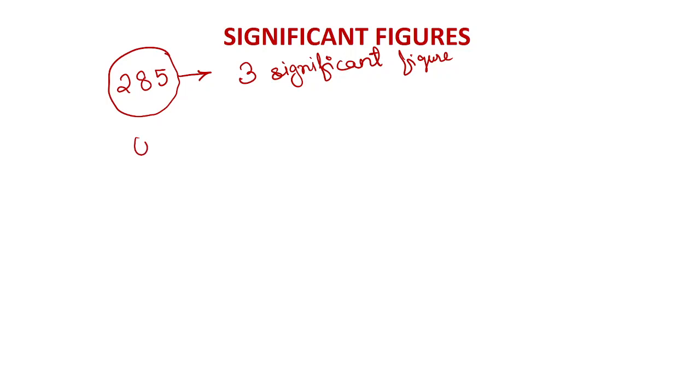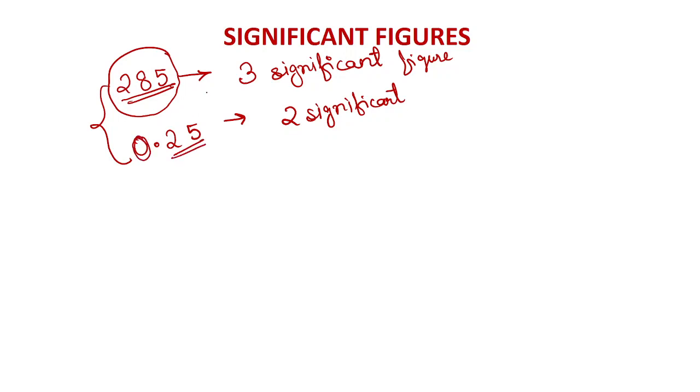Similarly, if you are given 0.25, then here you have only 2 significant figures. Why only 2 significant figures? Because the first rule says that all the non-zero numbers in a given figure are significant. Here in 285 there are no zeros, so there are 3 significant figures. Here this is a 0, so only 2 and 5 are significant figures. So for the first rule, all the non-zero numbers in a given number are significant. Let's see the other rule.